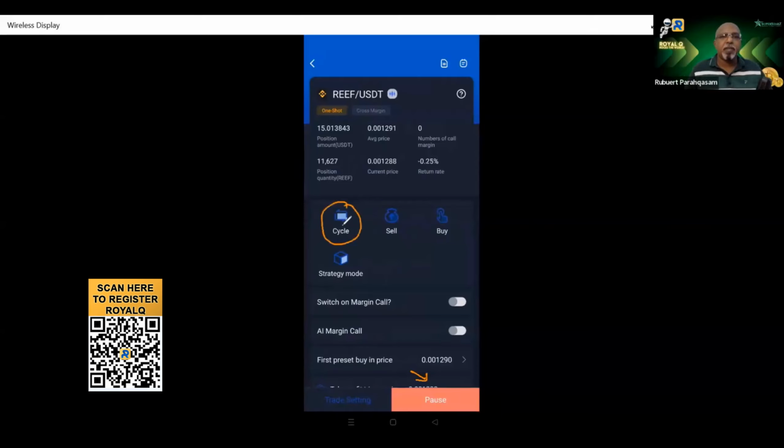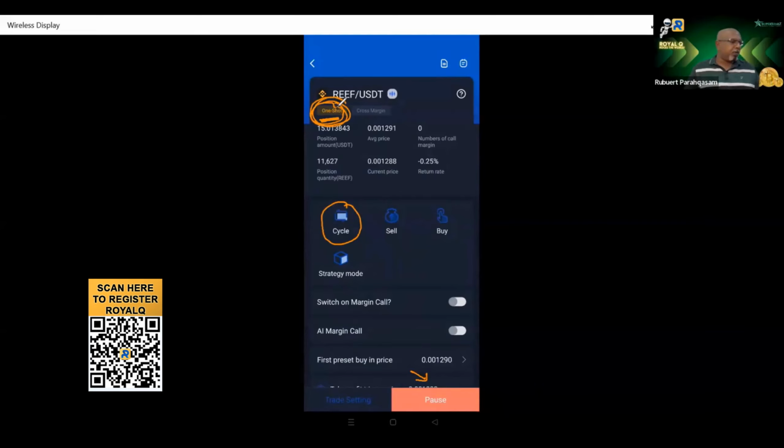Observe, when I tap on this button, this will change. You see, I tap on cycle. Can you see this changing? When I tap on this again, it toggles between one shot and cycle. For us, for signals, it must be one shot. Still with me, guys?